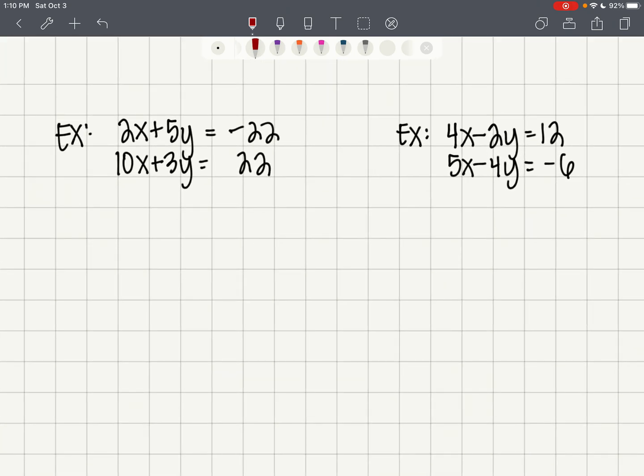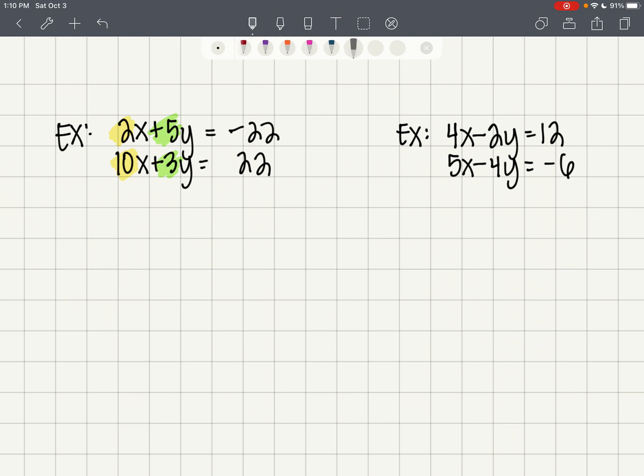Well, we can have an example where our additive inverses aren't already set up for us. So we have 2x and 10x. If I add those together, I get 12x. 5y and 3y. If I add those together, I get 8y. So nothing's getting eliminated. So what I have to do is force either the x's to have additive inverses or the y's to have additive inverses.